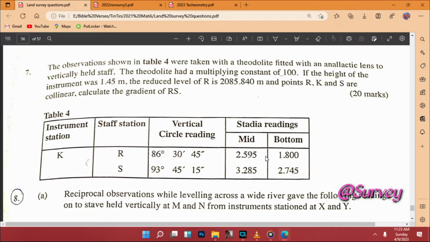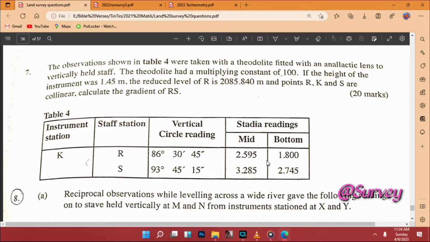So here we were only given 2 readings, and as per your information, in tacheometric survey we have different methods in which we can get our readings, but here in these questions we are going to deal with the common method that we always have. So that is the fixed hair method, and in the fixed hair method we use 3 crosshairs to get our values. So here we must have 3 readings, but in our stadia readings here we have a mid and bottom.